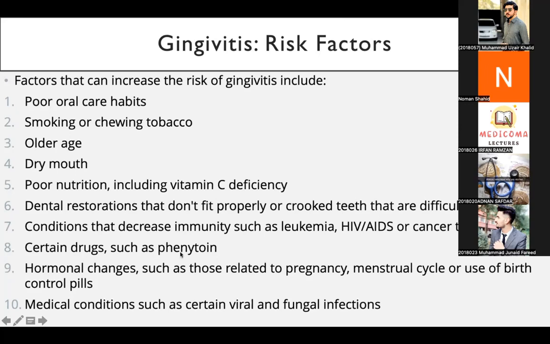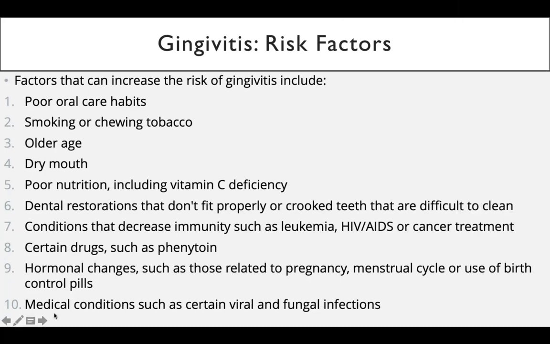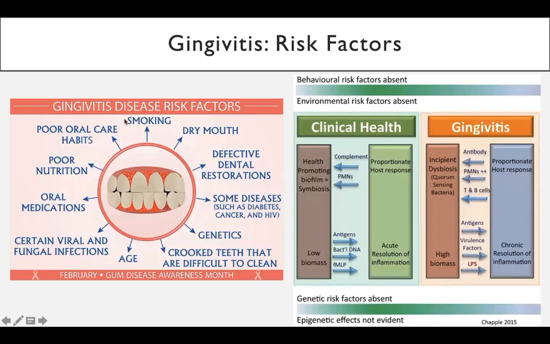Okay, certain drugs such as phenytoin, hormonal changes such as those related to pregnancy, menstrual cycle, and use of birth control pills, OCPs, and then medical conditions such as certain viral and fungal infections. These are the risk factors. Again, the gingivitis risk factors: smoking, dry mouth, defective dental restoration, comorbidities such as diabetes, cancer, HIV, genetics, crooked teeth, bruxism in children, age-related, especially old age, certain viral and fungal infections coexisting, oral medication, poor nutrition, medication, remember phenytoin, and poor oral care habits.